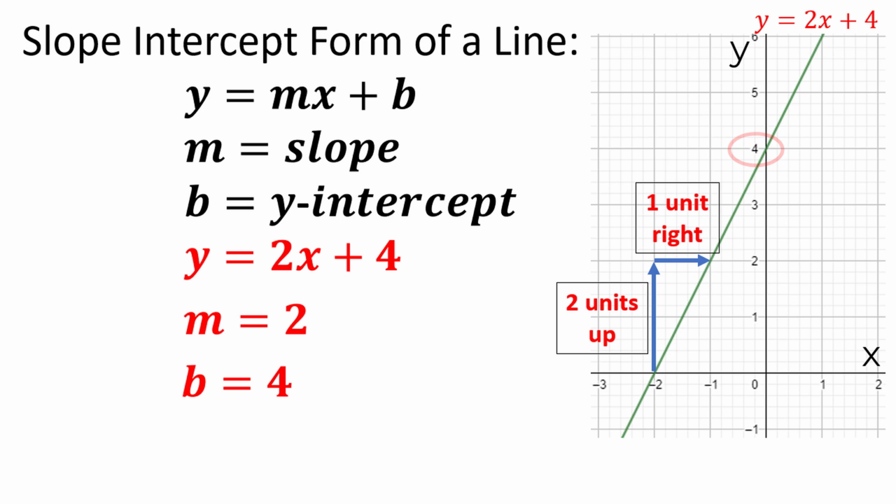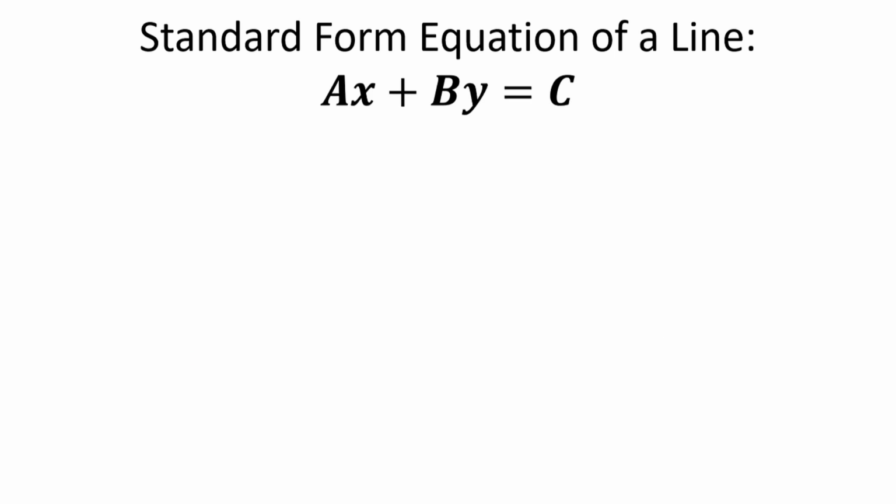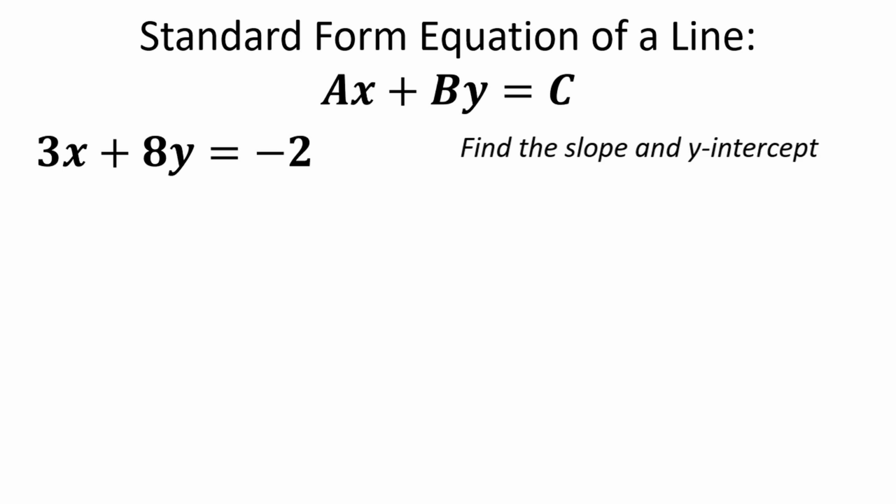There is another common way to express the equation of a line in what is called standard form: ax plus by is equal to c. For example, consider 3x plus 8y is equal to negative 2. Let's say you were asked to find the slope and y-intercept of this line. The easiest way to solve this problem would be to convert the equation into slope-intercept form. In other words, solve the equation for y.